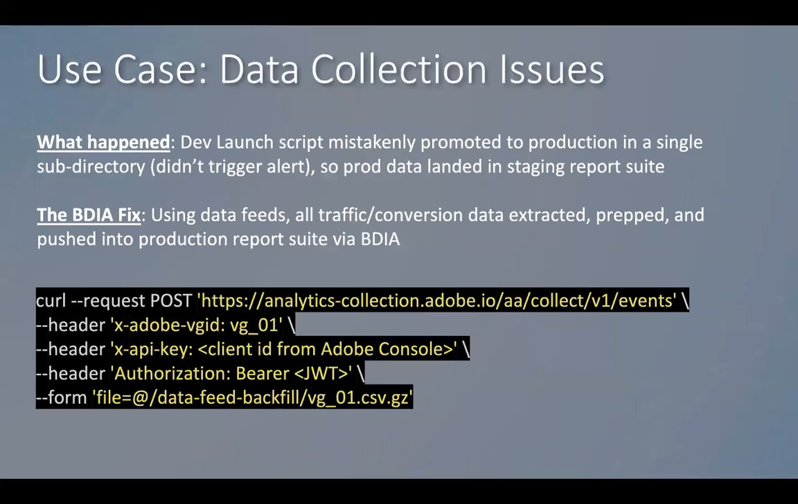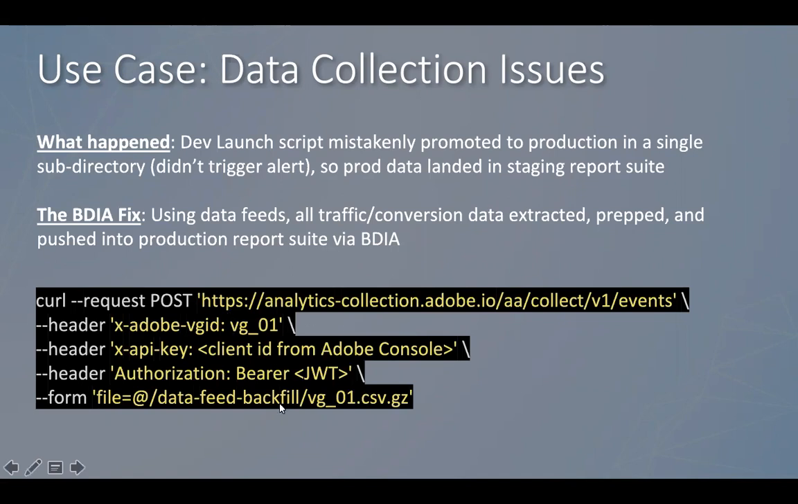So just a couple quick use cases. This was the one that initially brought me to the bulk data insertion API. We had a dev launch script mistakenly promoted to production, but it was only in a single subdirectory, so it wasn't enough of an effect to trigger the alerts that we had. And we made some changes after that happened. But basically, we had a couple weeks' worth of production data that had landed in our staging report suite. Through using just regular Adobe data feeds, we were able to pull out all the traffic and conversion data, clean that up and prep it, and then push it into production with our bulk data insertion.